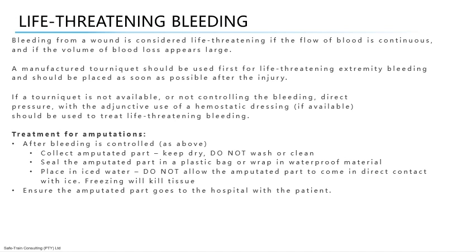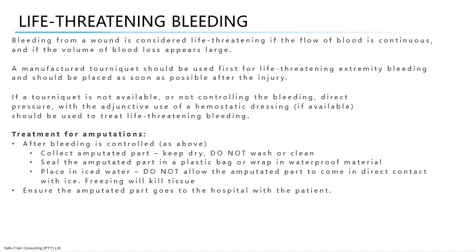Do not cover the tourniquet with any bandages or clothing, to make it easily visible to the emergency personnel and doctors. If a tourniquet is not available, or not controlling the bleeding, direct pressure, with the adjunctive use of a hemostatic dressing, if available, should be used to treat life-threatening bleeding. Hemostatic agents such as Celox and Quick Clot are designed to promote rapid blood coagulation, in the event of a traumatic wound involving an arterial bleed. Training should be done on hemostatic dressings before they are used by the first aider.